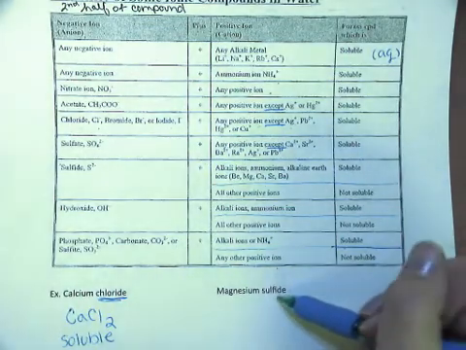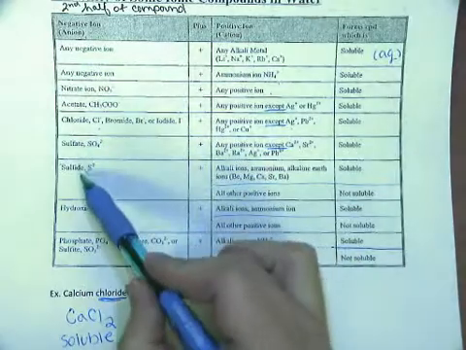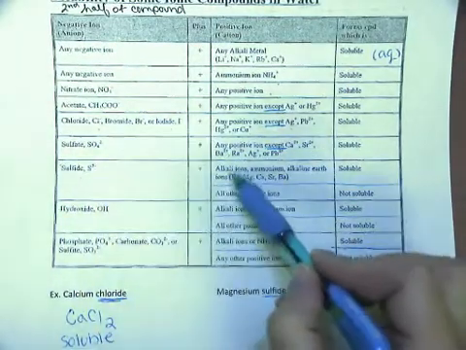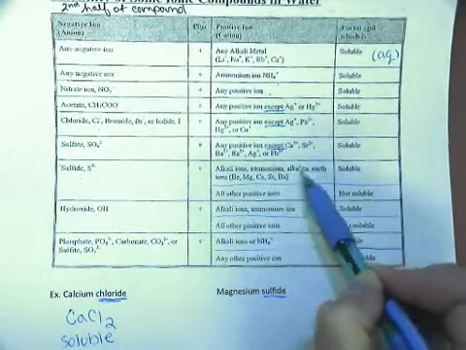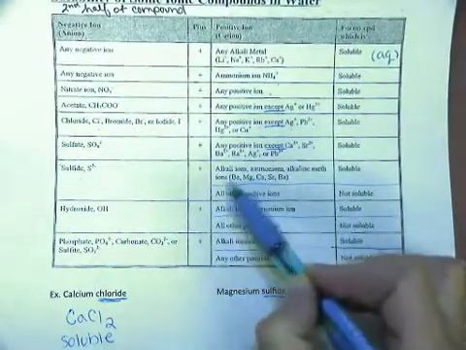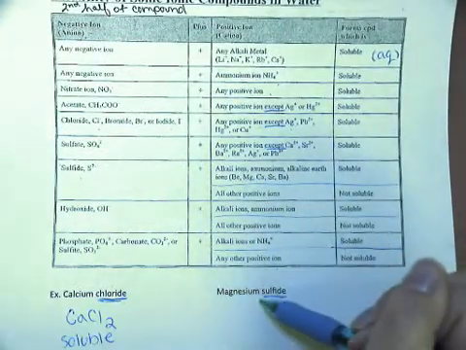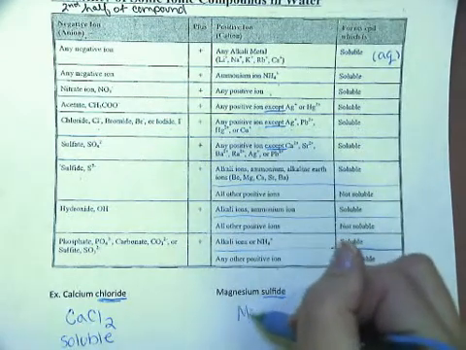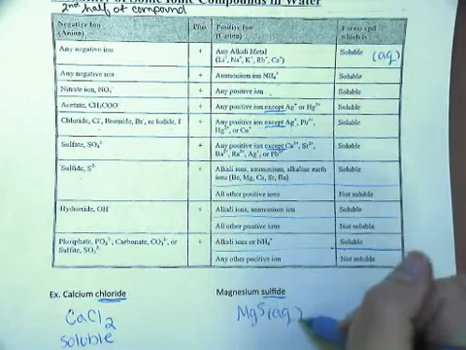Magnesium sulfide, I look up my anion, which is sulfide. Sulfide is here. Sulfides plus alkali ions, that's group 1, ammonium, alkaline earth ions, which is group 2, are soluble. Well, magnesium is in group 2, so it's soluble. So MgS is soluble, so I'd write AQ.